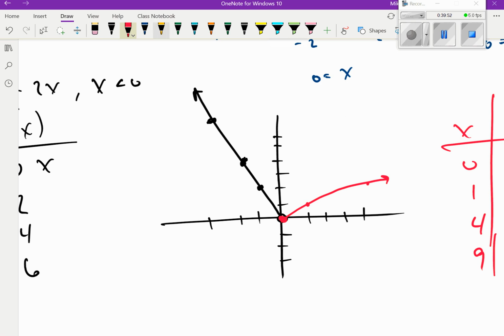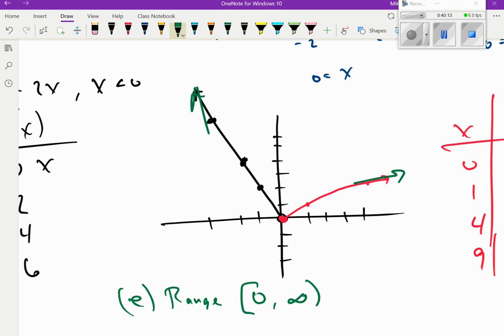Also, letter E on this particular item. So to find the range. So we previously found the domain. Our range here looks like we go as low as 0, and then we keep going higher. I've got an arrow over here that keeps going up, and an arrow over here that keeps going up. So my range then is going to be from 0 out to infinity. Okay? So looks like we have just graphed our first piecewise function. So nice job.